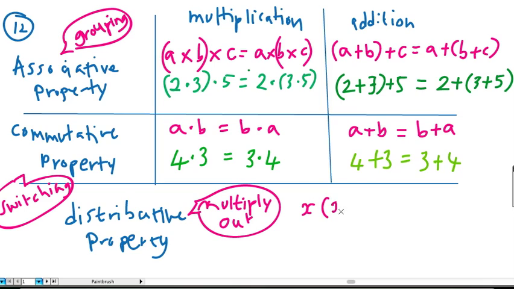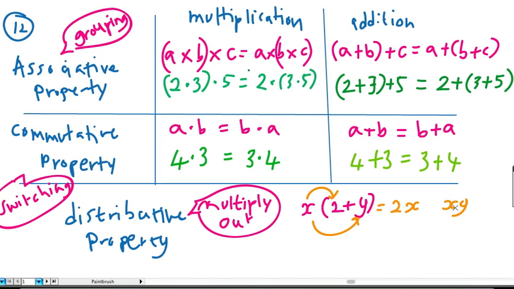x times (2 plus y), this means x times everything inside. So if we're multiplying this out, we need to take the x and multiply it by the 2. And then take the x again and multiply it by the y. And because we're adding, that would also stay. So here is exactly what I mean. x times 2 is 2x. And then x times the y is xy.